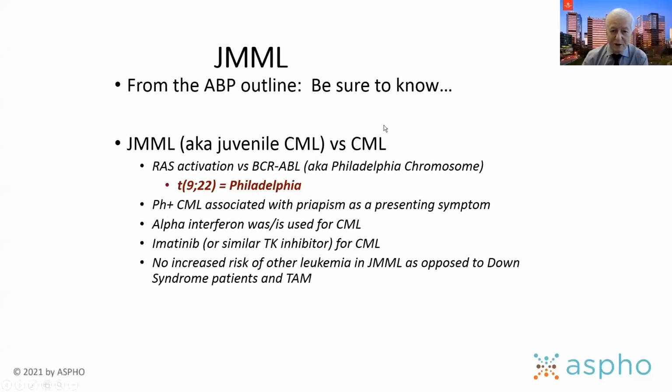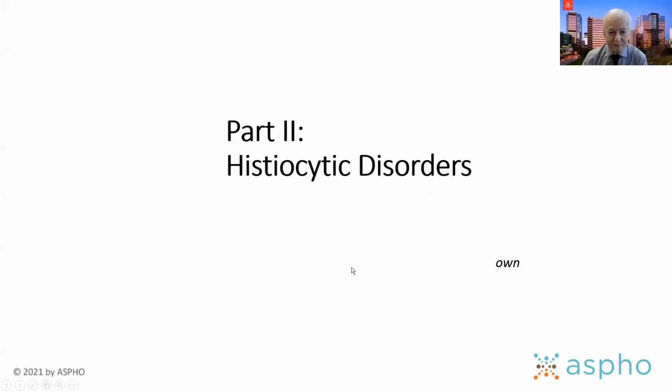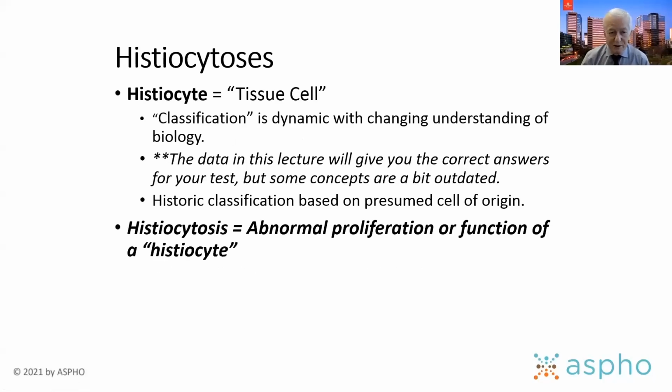So the key thing for you to be sure to know is the difference between JMML and CML, with the latter having a Philadelphia chromosome, presenting with priapism often, and being treated with interferon or imatinib. Interestingly, there is no increased risk of other leukemias in JMML, as opposed to Down syndrome patients. So let's move on to the histiocytic disorders now.